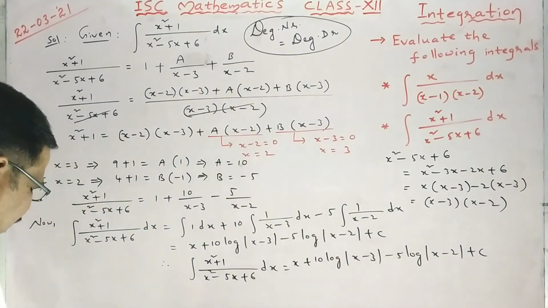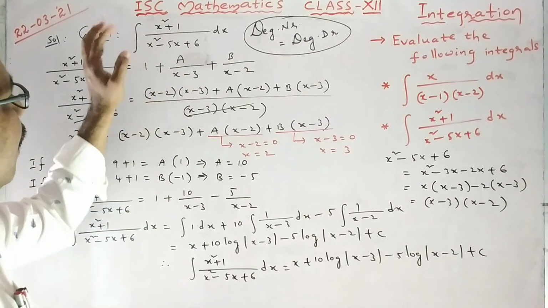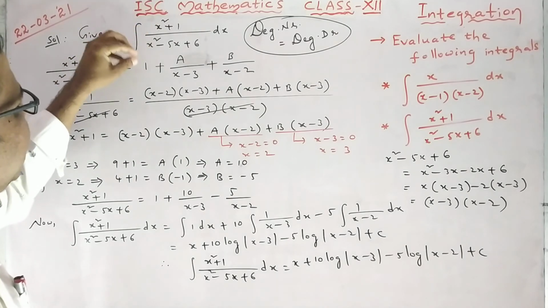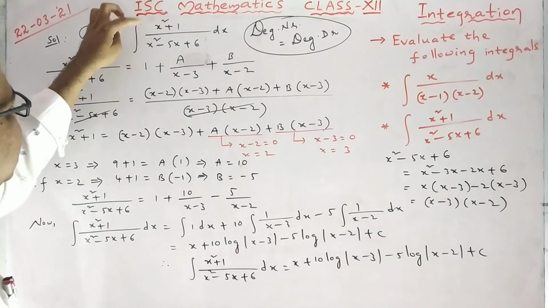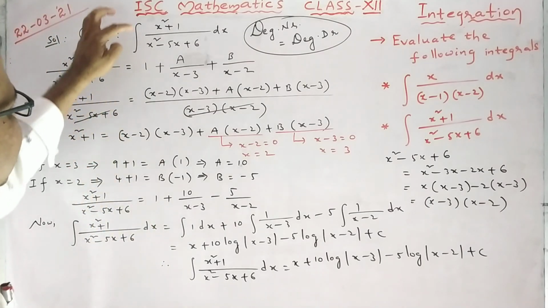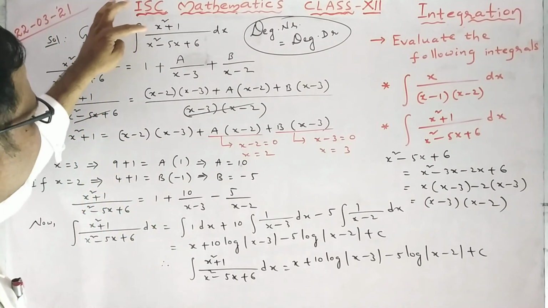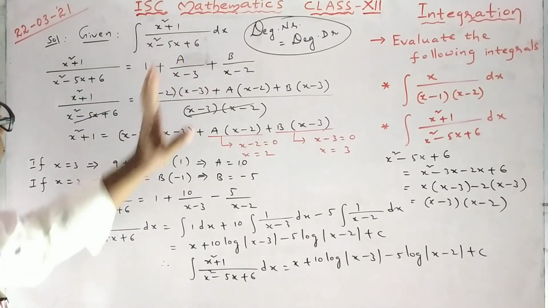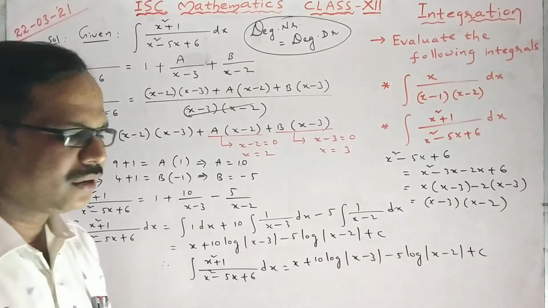So, when should we follow this method? If degree of numerator is greater than or equal to, we have to divide the highest coefficient by highest coefficient. Here x square coefficient 1 by 1. So we will get 1 plus split the fractions as it is. Okay? Hope it is clear.